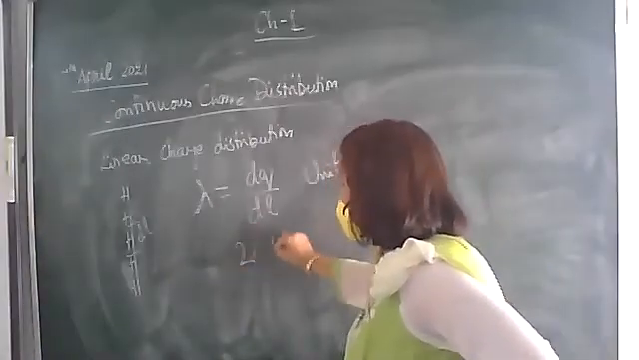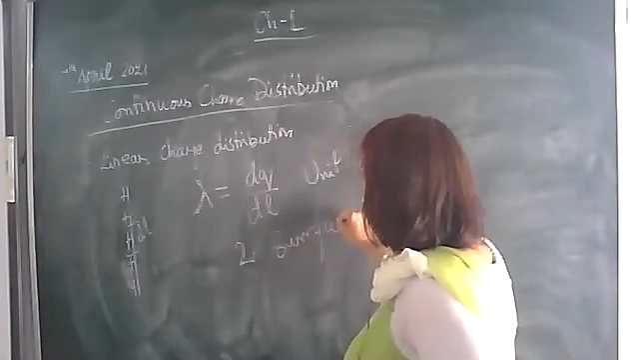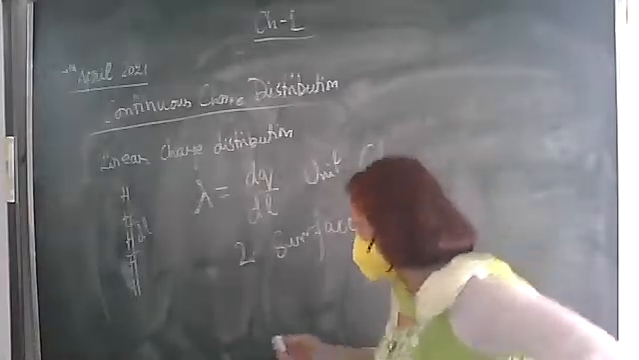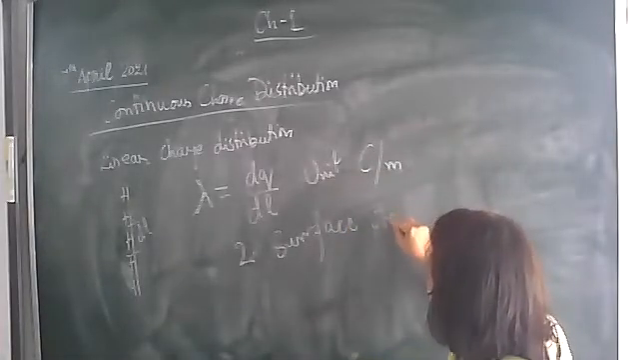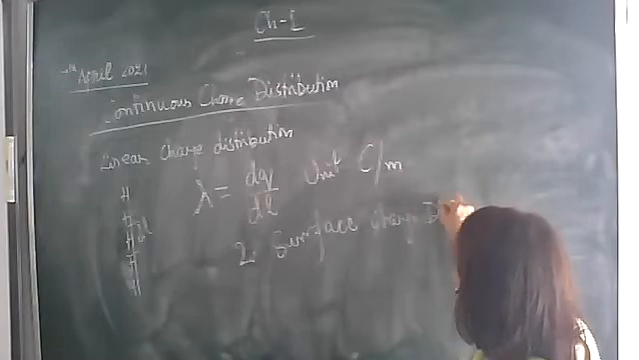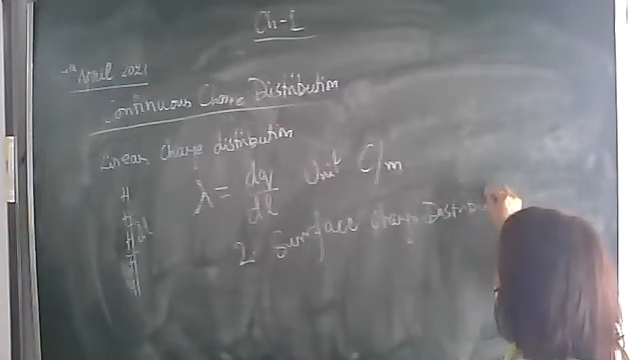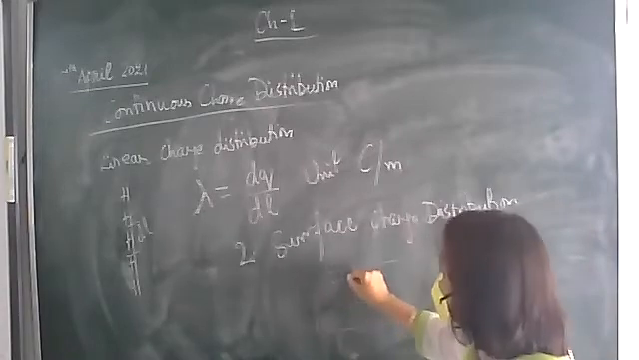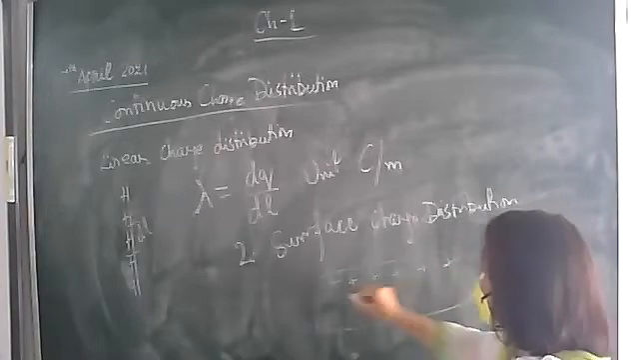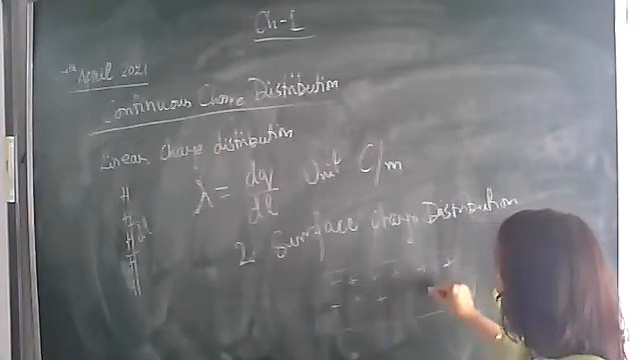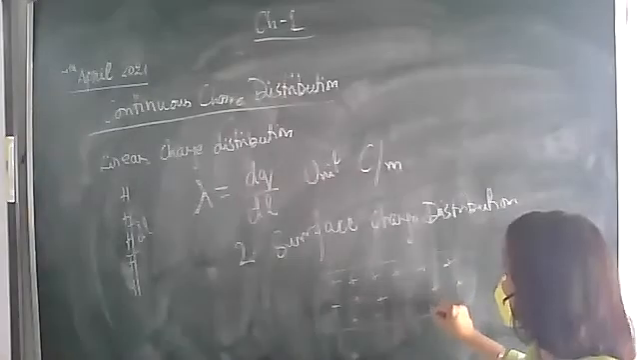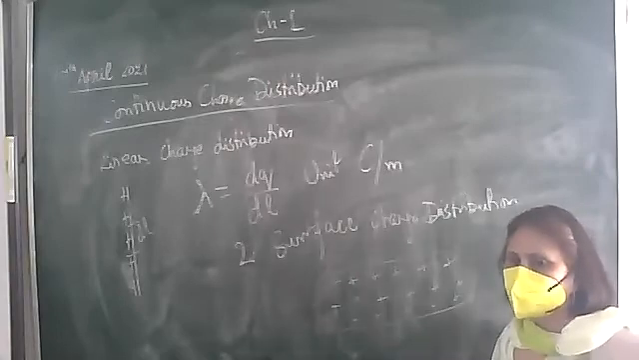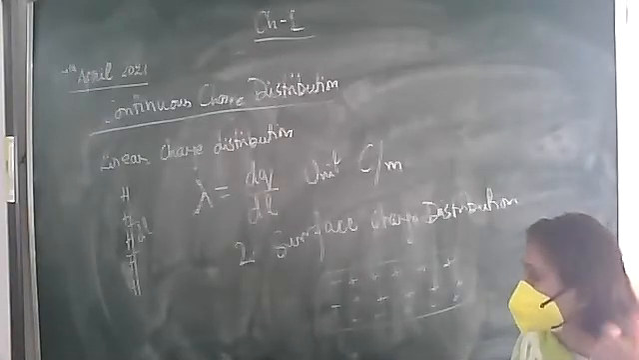The second one is surface charge distribution. Now, if the charge is uniformly distributed on a surface, like on a thin sheet, then it is called surface charge distribution. Let this be some metallic surface on which some positive charges are uniformly distributed. So this we call the surface charge distribution. Charge uniformly distributed on a surface is called surface charge distribution.